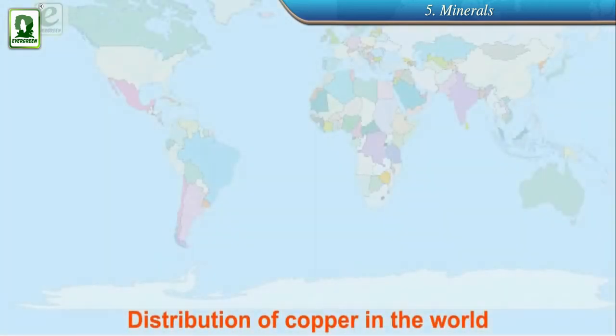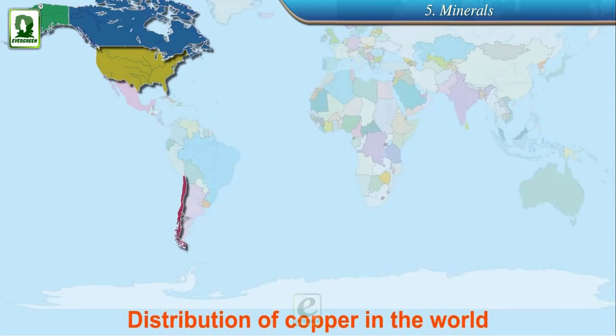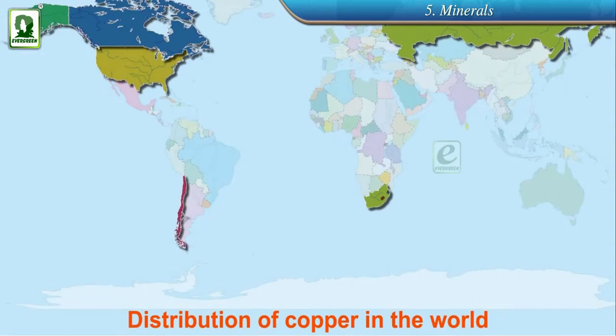Distribution of copper in the world. Chile, USA, Canada, Africa, and Russia are the major producers of copper in the world. Chile is the largest producer of copper, nearly 16% of the total world production.